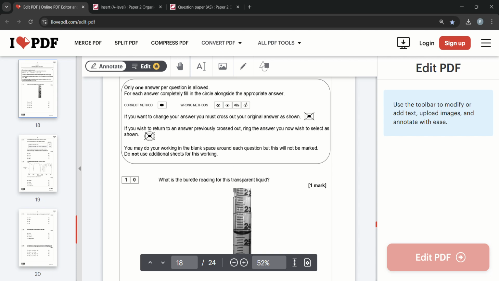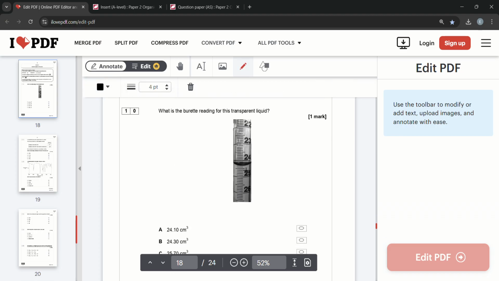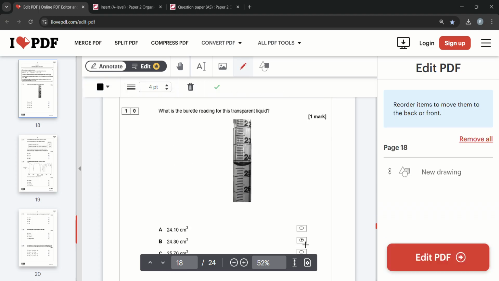Question 10. What is the burette reading for this transparent liquid? Just read it off and you should get 24.30 centimeters cubed.